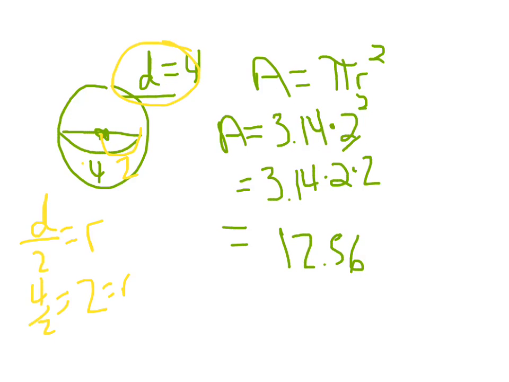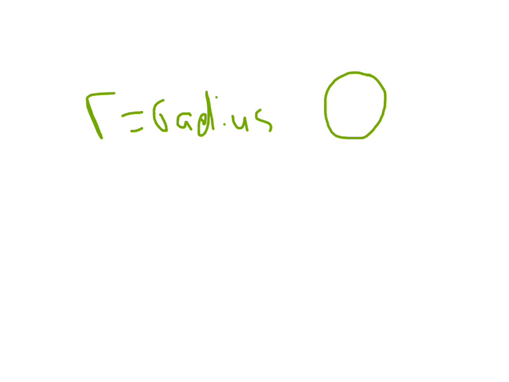So I hope this helps you out. You might have to watch the video more than once, but let me just go over a few things again. Remember, r is your radius, and that takes you from the middle of the circle to the edge. Pi is that really big number, but we're going to use it as 3.14.